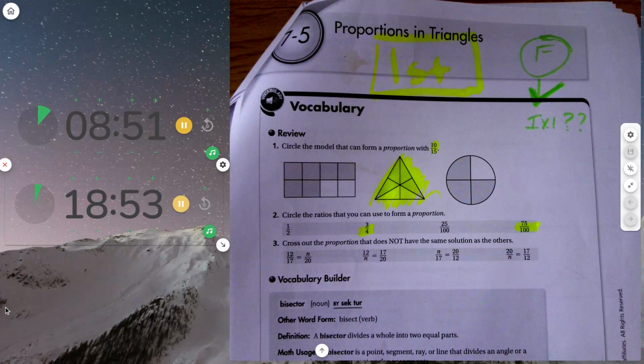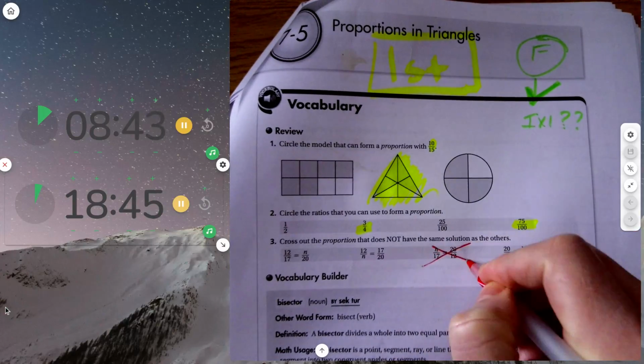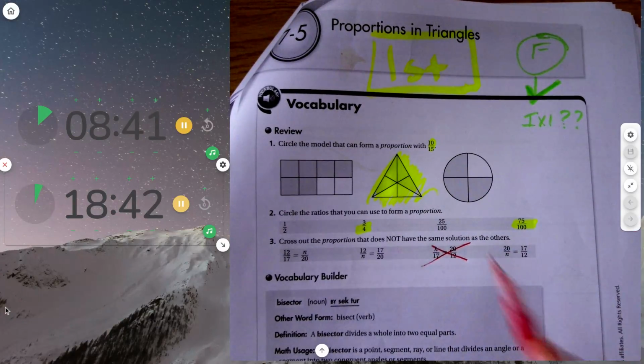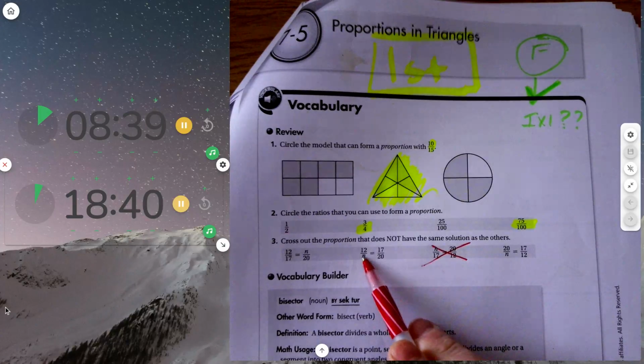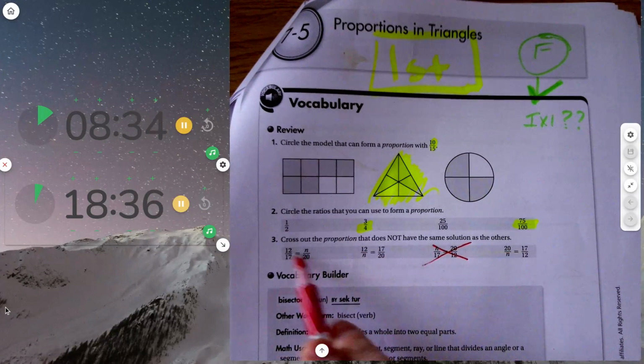Which proportion does not have the same solution as the others? The one you should have crossed out should have been this guy. Okay? Cross products are different. 17, 20, 12.